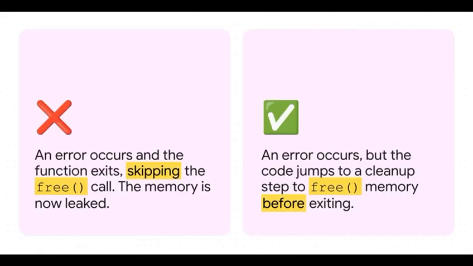This is a fantastic way to see the difference. On the left, you've got the leaky logic. It hits an error and just bails, leaving that allocated memory completely orphaned. But look at the safe logic on the right. An error happens, and what does it do? It jumps to a dedicated cleanup section, makes sure free gets called, and only then does it exit. This way, no matter what happens, you always clean up after yourself.